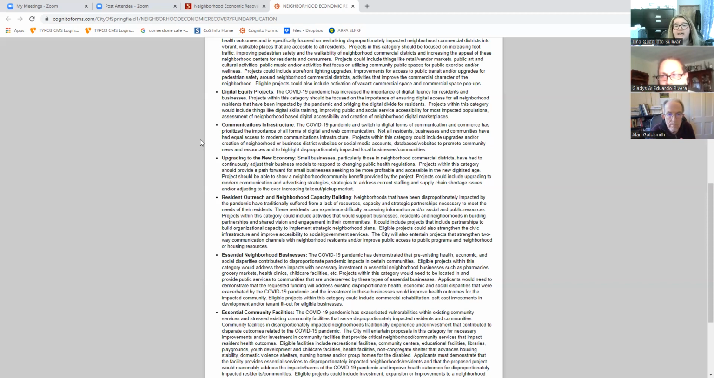What I should say is that all of the projects would need to show community benefit. We're not necessarily looking for a project that just benefits one business or entity, even though that may be an outcome. We're also looking for applicants to demonstrate that there is an overall neighborhood or community benefit.